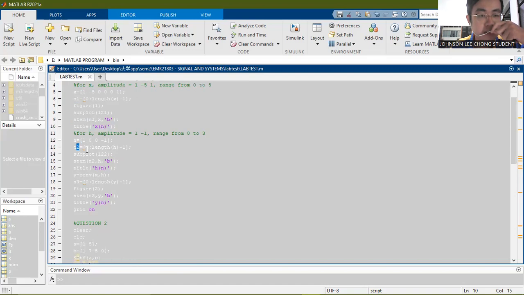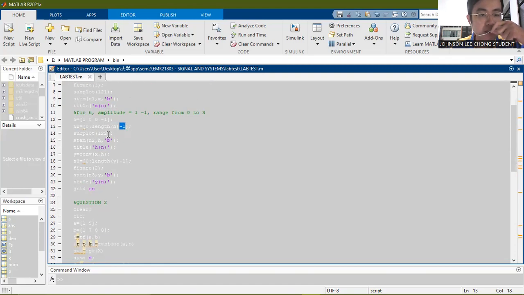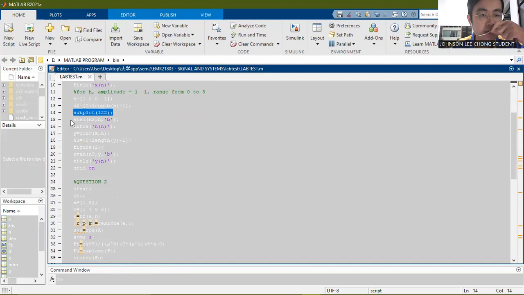So for H, I also have to put negative 1 here, because the system also detects my range for the H is from 0 to 3, 0 to 4. So I have to put a negative 1 here to let my range be from 0 to 3. So this is my subplot for the H, and also because it's a discrete time signal, I have to put stem and then the title, and then the convolution for X times H.